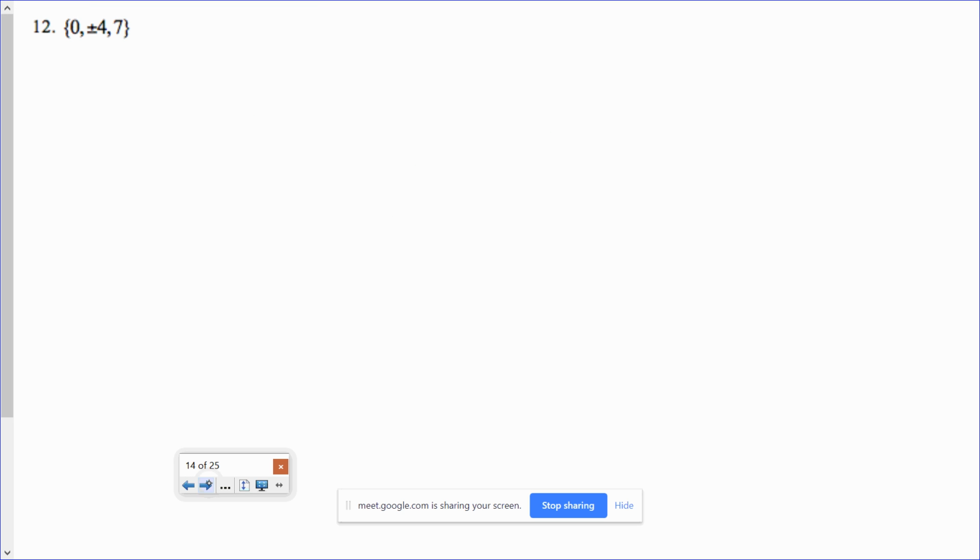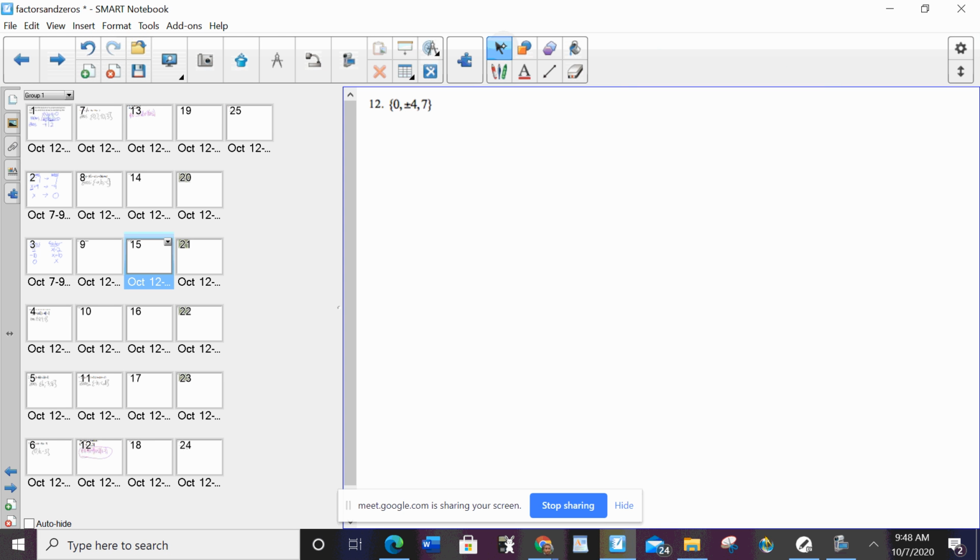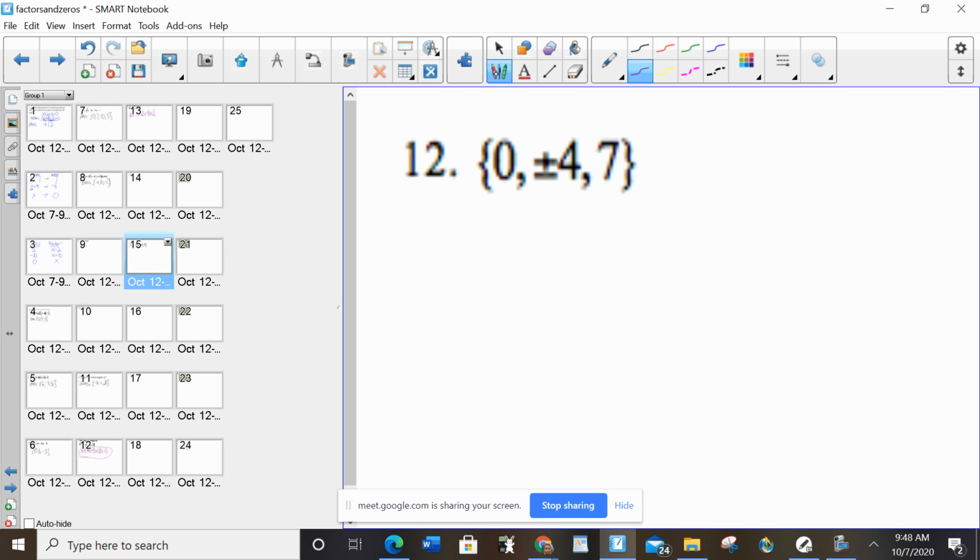I want you to try, let's skip to 12. There's a little twist on 12. So it says 0, plus and minus 4, and 7. All that means are the zeros are 0, negative 4, positive 4, and positive 7. That's all that means. So I'm going to give you 30 seconds or so and try this one on your own.